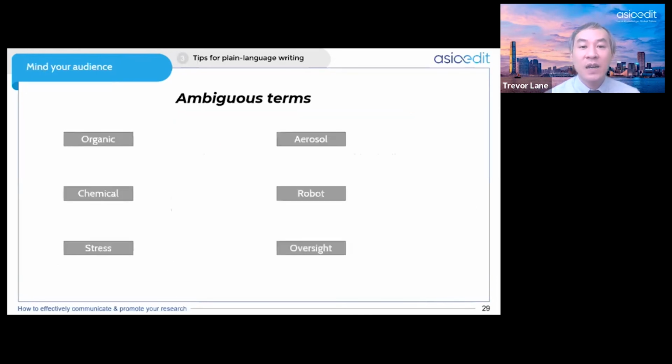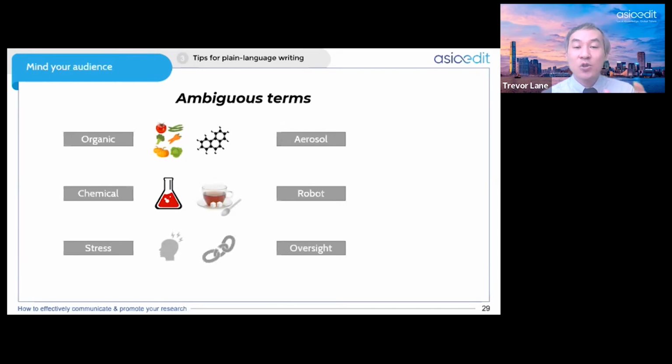So don't forget to define complicated words, but beware that the public also has a picture of a word in their mind. So for organic, they think of organic vegetables, but actually it could be organic chemistry to do with carbon. For chemicals, they think of additives and preservatives and synthesized chemicals, but actually even sugar is a chemical. So you might have to explain things or make sure they don't misunderstand these words. Stress is to do with headaches, but it could also be with stress and strain and breakage of materials.